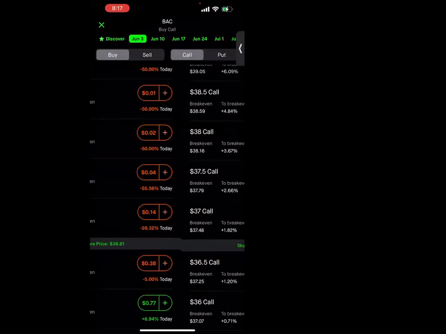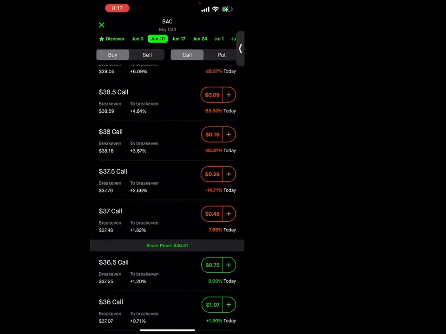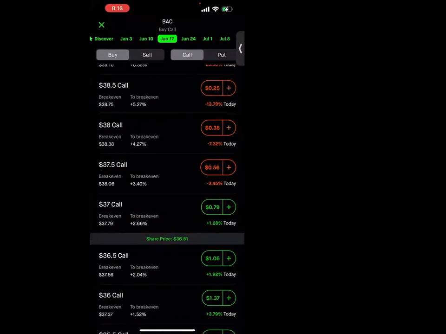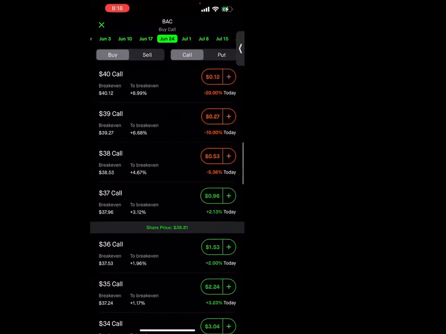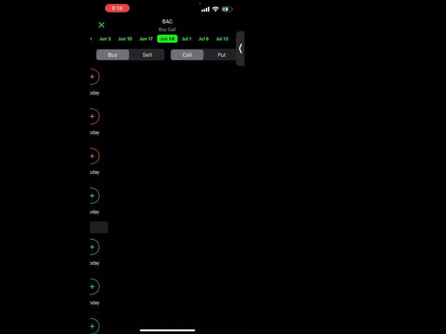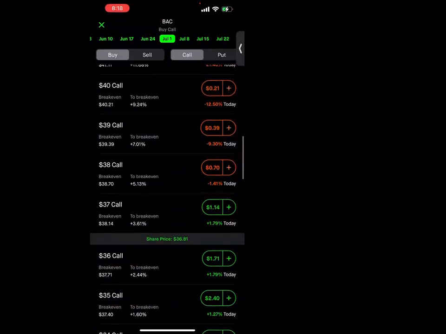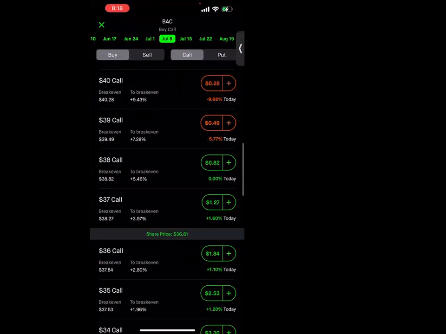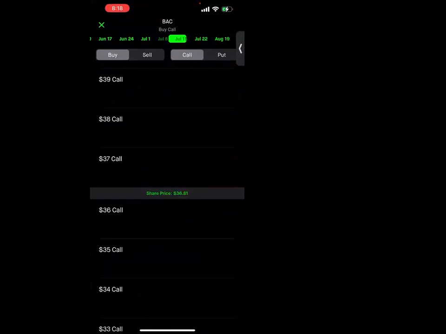So you can still do the same thing. These are cheap as well, right? But check this out. We went all the way to June 17th. Now, if I was to take you further to June 24th, look at that. The further you go out, the better your contracts start looking. And I'm just looking at the percentages.